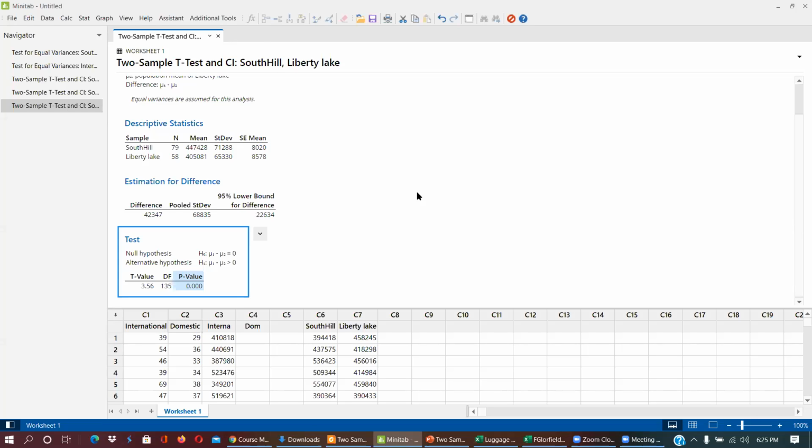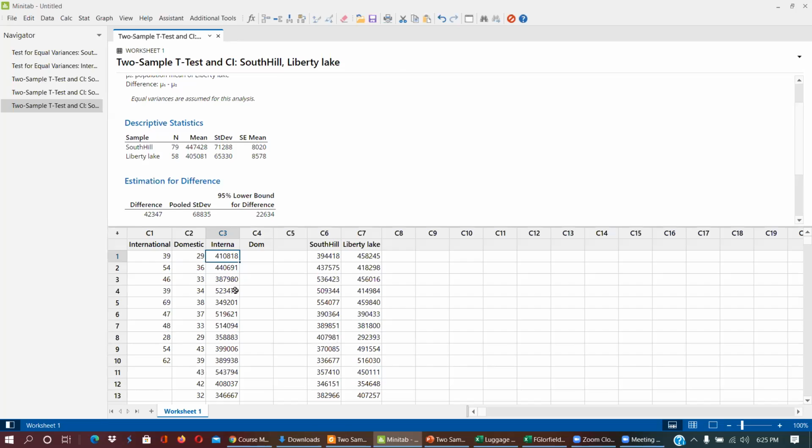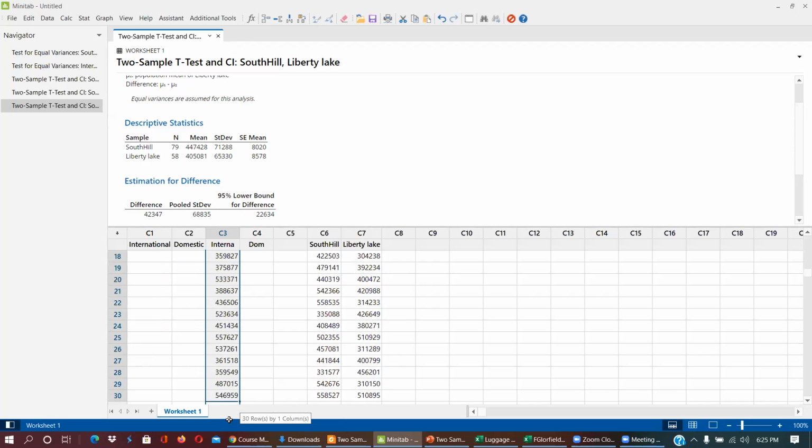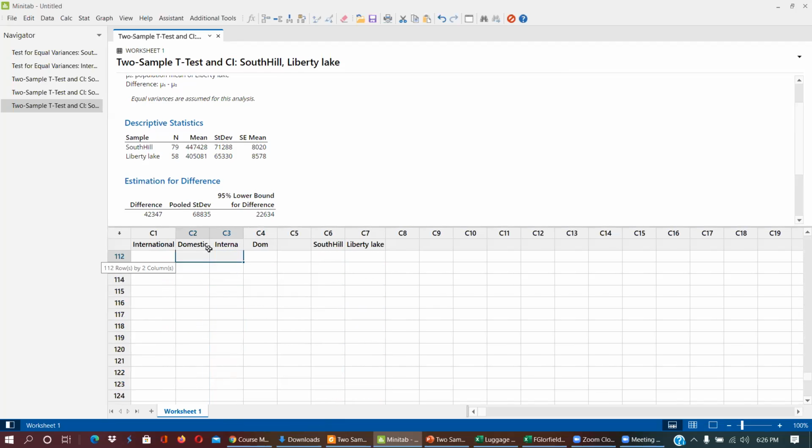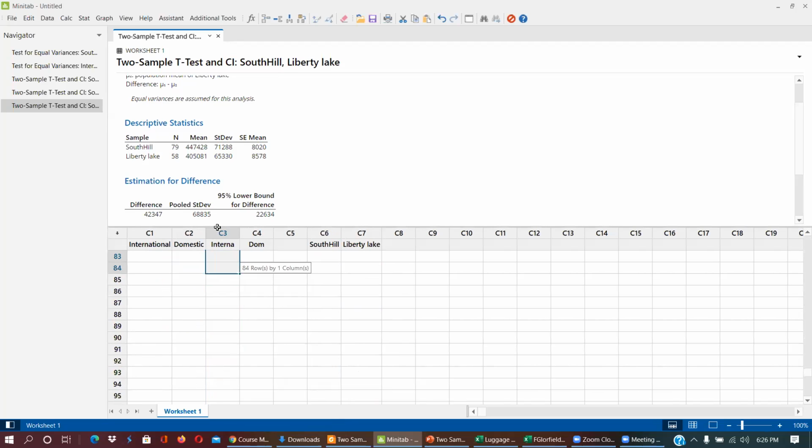What if we have more than two samples, what will we do? For more than two samples, we use ANOVA. I can just demonstrate it, and then I'm going to go over the technical part. But we are not covering ANOVA in our assignment.